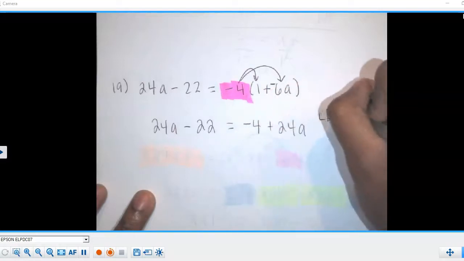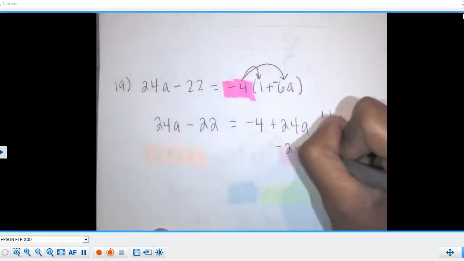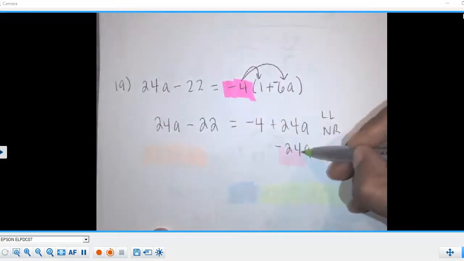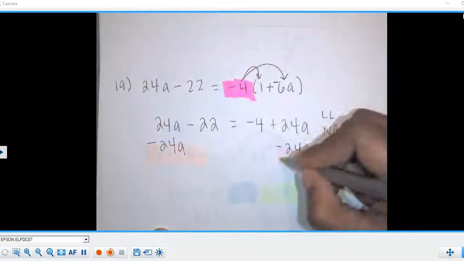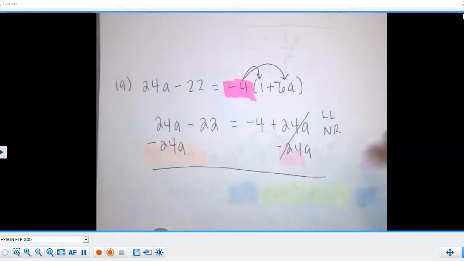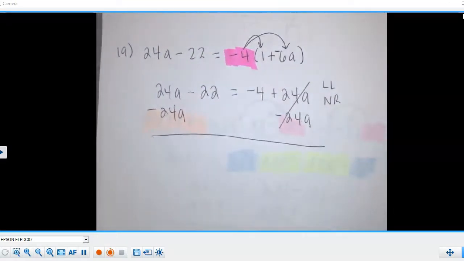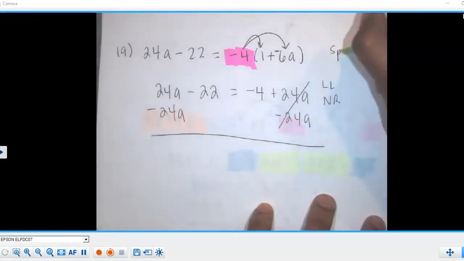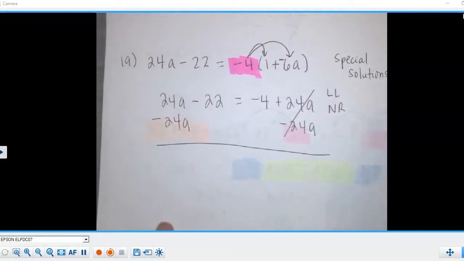And now we're going to do letters left, numbers right. So I'm going to move this term to the left side. I had to do the inverse operation. Do it to this side. Now, this is what we're going to be encountering on Monday. These things are called special solutions, and I'm going to show you why.